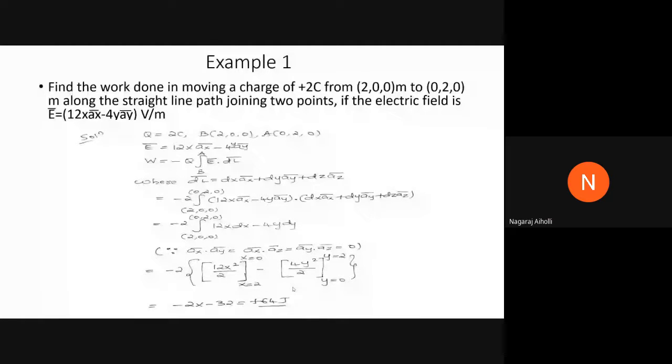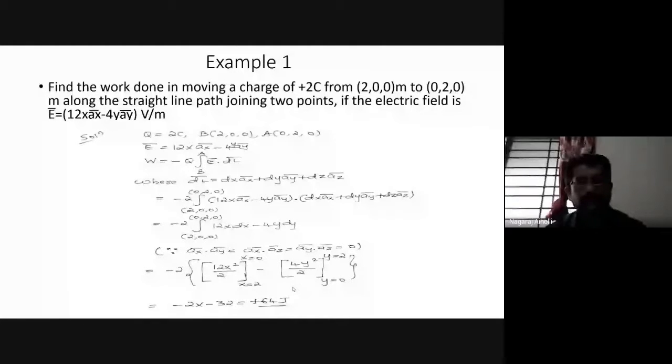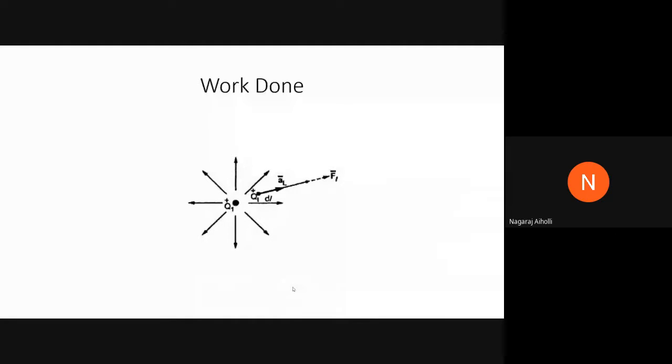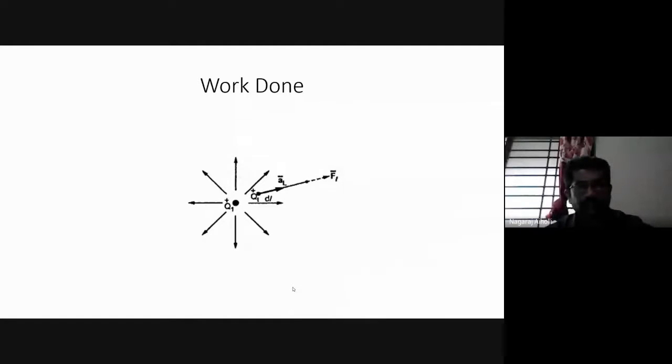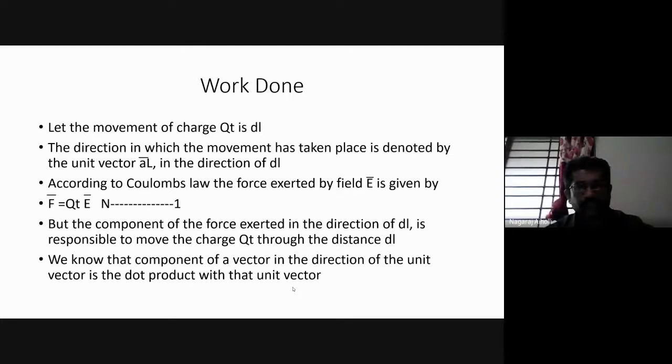We'll look into some other examples in the next class, and then we'll proceed. In this class, I'll give just a quick recap of what we started with. The topic on work done. We found what is electric intensity. Then we considered a test charge QT here by the positive charge Q1. And we have seen that there is a repulsive force. Some work is done if you want to move against a repulsive force, or energy is expended.